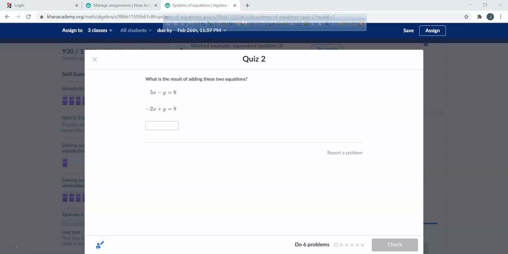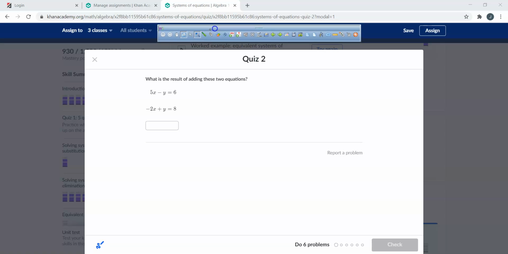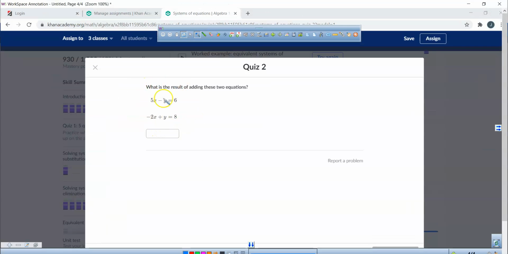All right, so what we're going to be working on today is quiz number 2, dealing with systems of equations. Please make sure that you write this down. Okay, we have 5x. I'm going to write it down with you. Ready? Got 5x, minus y equals 6. And then I have negative 2x. It's supposed to be a negative 2. There we go. Plus y equals 8.